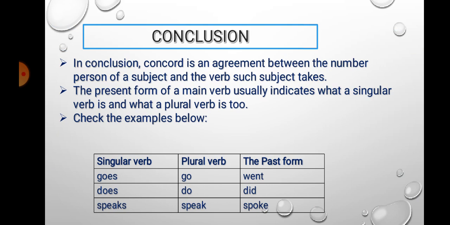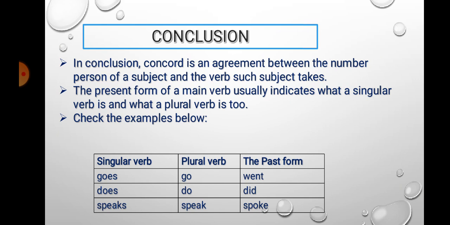In conclusion, Concord is an agreement between the number and person of a subject and the verb such subject takes. The present form of a main verb usually indicates what a singular verb is and what a plural verb is too. Check the examples below.